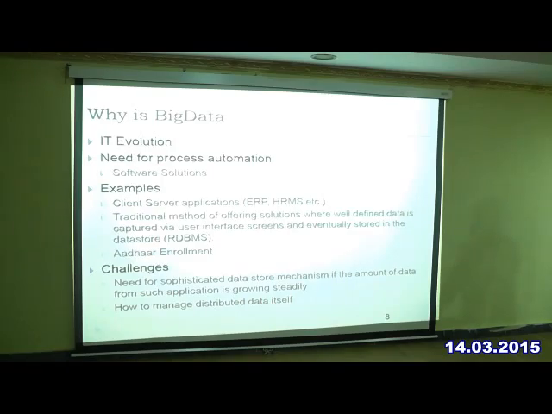Then the next question is, okay, fine. Data is always data. So far I don't have any problem. For years I have been using RDBMS, and so far I did not have any problem, but today I got into some problem. How did that happen? Why is big data a problem? I'll explain those concepts under this heading: IT evolution.